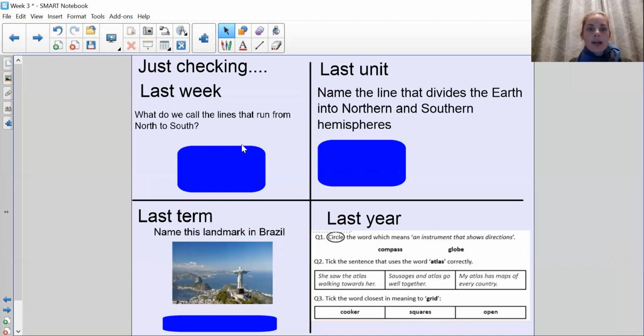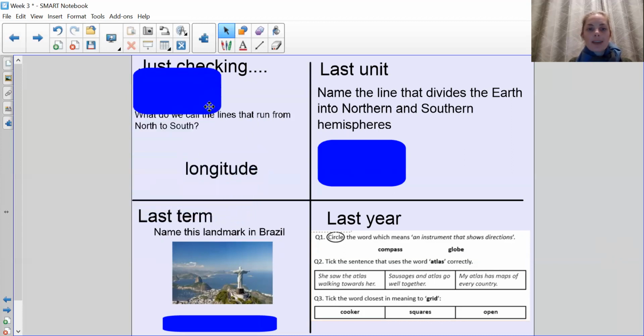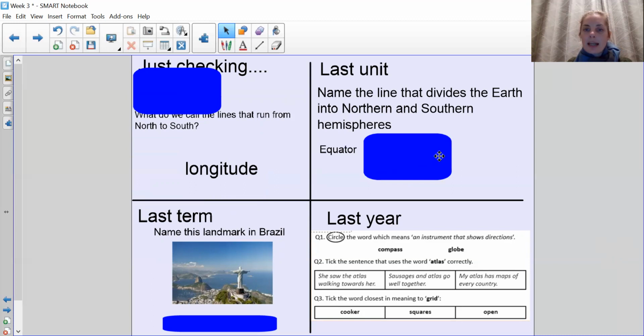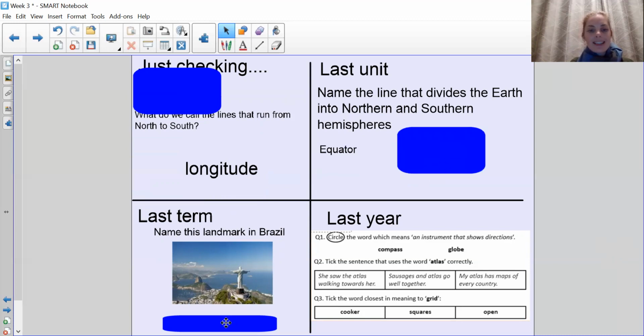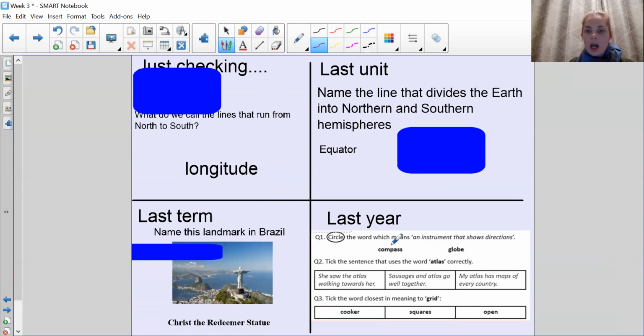So the lines that run from north to south are called your lines of longitude. Remember, we said that they are very long, they're going down. Then we said name the line, it is the equator. Name this landmark, it is the Christ the Redeemer statue, okay? And this is some vocab we're going to be looking at today. Right, an instrument that shows us direction is called a compass, and we learned about that word in our previous lesson. The sentence that uses the word atlas correctly, an atlas is a book of maps. So my atlas has maps of every country would be the correct answer, and a grid means squares, okay?